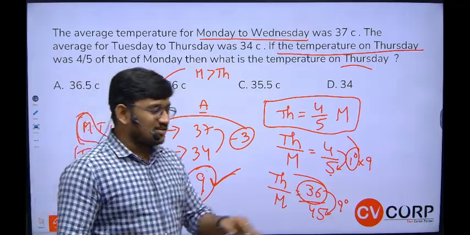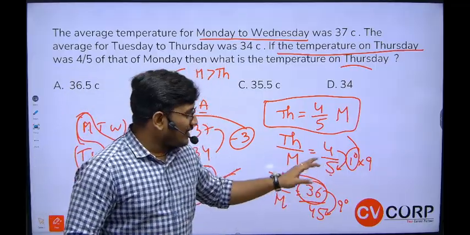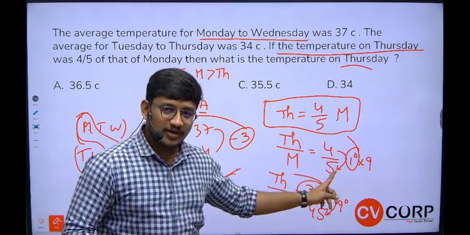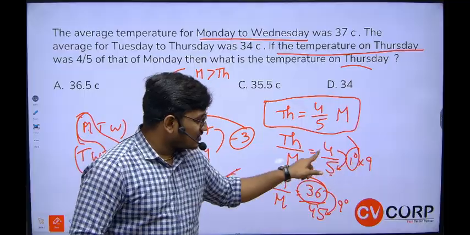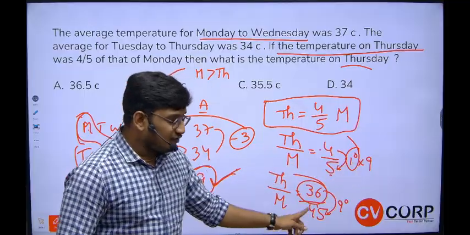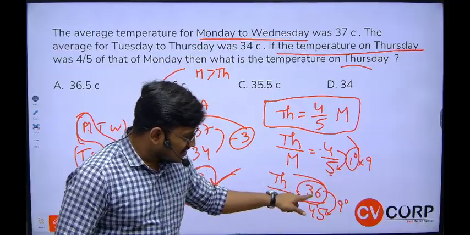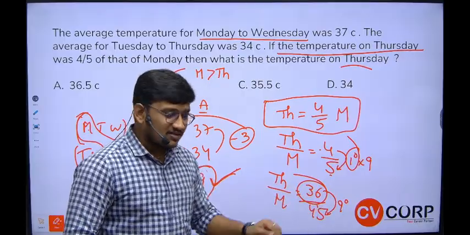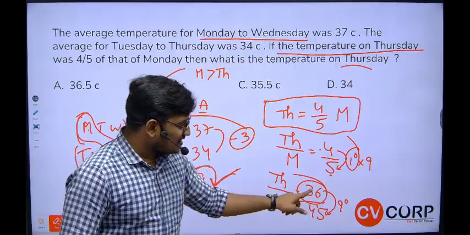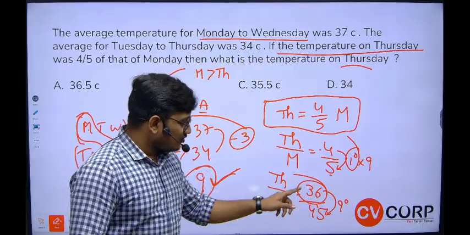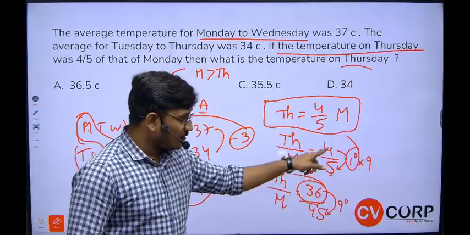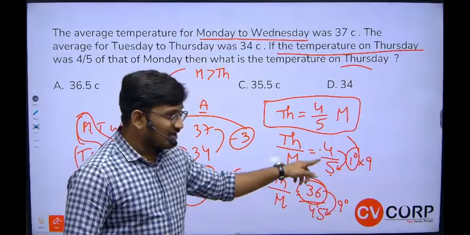So what I did is I multiplied with 9. If I multiply the entire ratio with 9, not only the numerator, I will get 9 4s are 36, 9 5s are 45. If you want, you can check. Now Thursday temperature is 9 degrees less than 45. That's how I got the ratio of 36 by 45. And don't get confused here, 36 by 45 or 4 by 5, both are same. If you want, you can cancel it again, you will get 4 by 5.